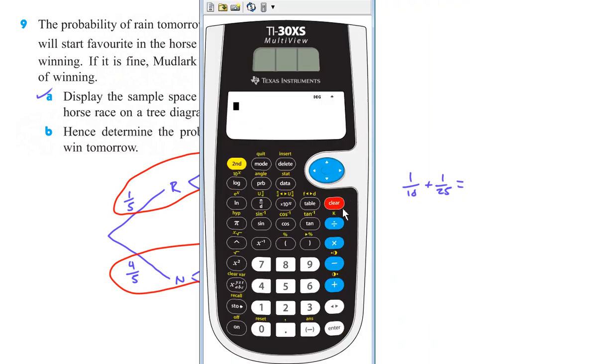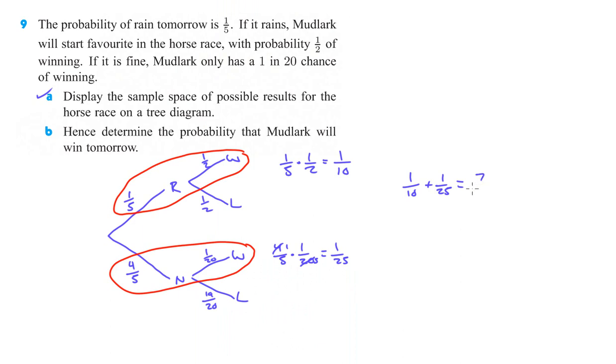I'm going to take the easy way out, and I'm going to do 1/10 plus 1/25. You can also get these to be common denominators, but don't have to, because this will help us get it all figured out. So that would be a 7 out of 50 chance, which really, if you double that, that's 14 out of 100. So there's a 14% chance that Mudlark is going to win.